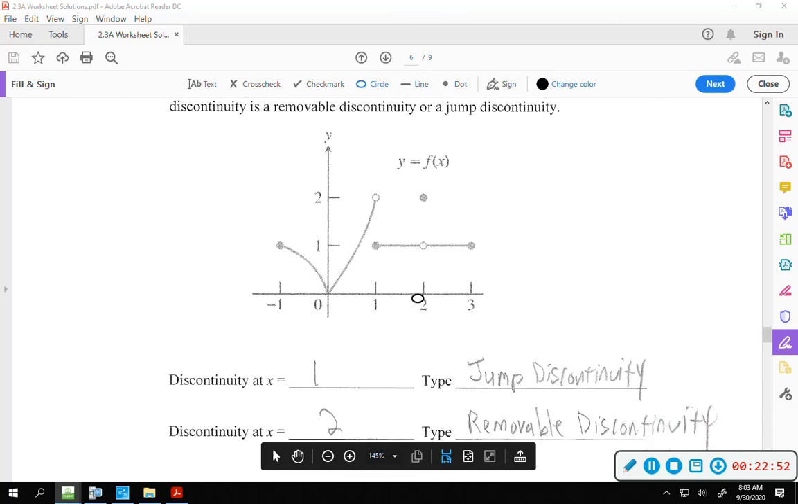Where x equals 2 is a removable discontinuity. As I approach 2 from the left, the y value approaches 1. As I approach 2 from the right, the y value is getting closer and closer to 1. Even though the value of the function at 2 is 2, we have a limit. But we don't have continuity because this point has been removed and placed up here. If we wanted to make this function continuous at x equals 2, we would have to take the point from here and place it in this hole, and then this function would be continuous at 2.